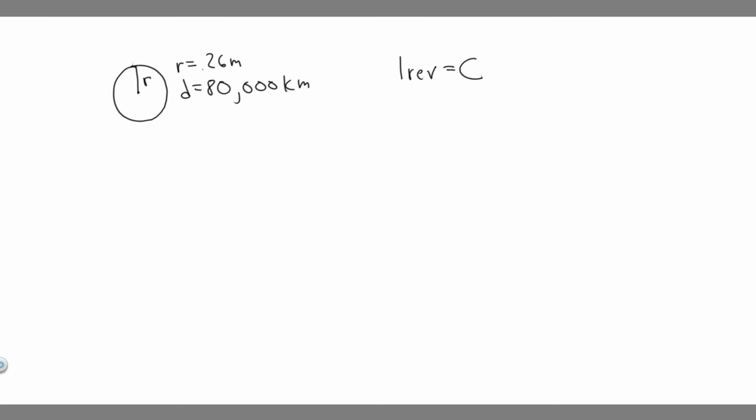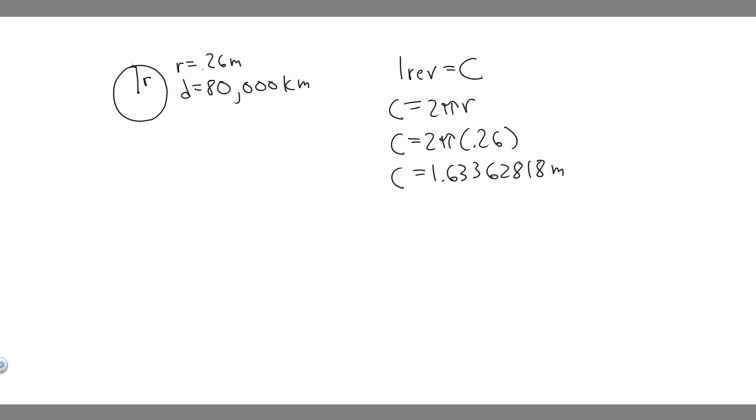So what we need to do now is find the circumference of this wheel. The formula for circumference, C, is equal to 2 pi r. So the circumference is equal to 2 pi times the radius, which is just 0.26. Go ahead and plug this in: 2 times pi times 0.26. And when you do that, you're going to get a circumference of 1.63362818. Keep in mind, this is going to be in meters.